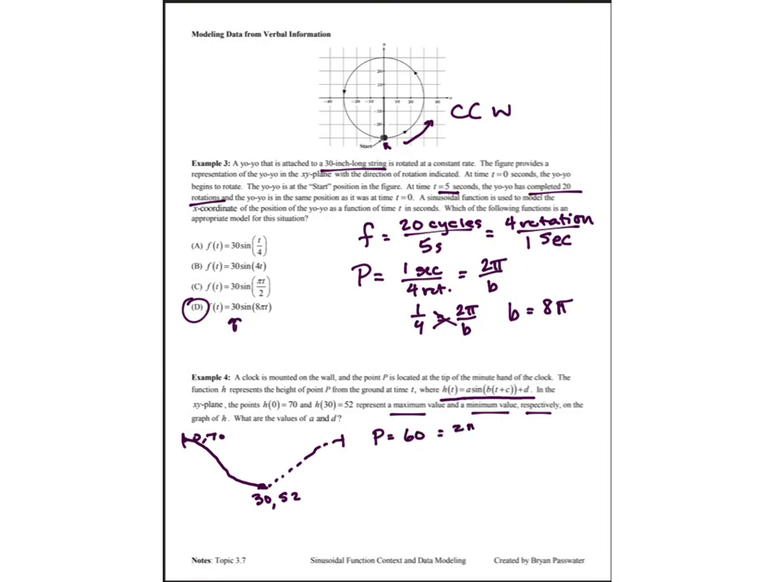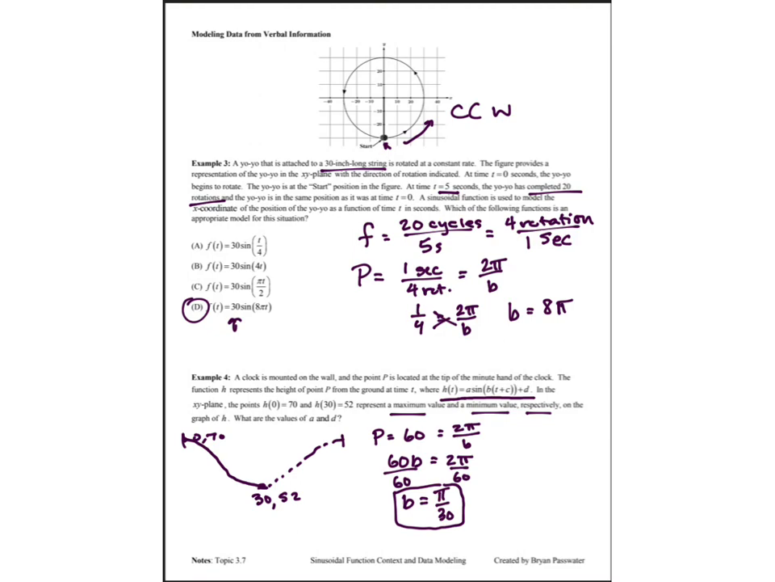Well, that's 2 pi over B. So solve for B. 60B is 2 pi. Divide by 60 on both sides. B must be pi over 30. I mean pi over 30. Sorry, I was listening to you. B equals pi over 30. No, B is what you put into the equation.